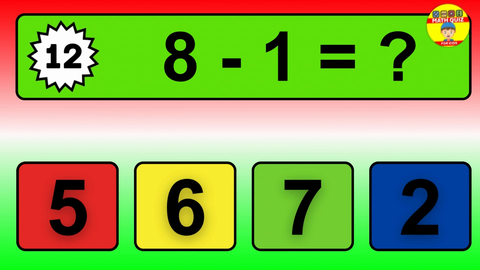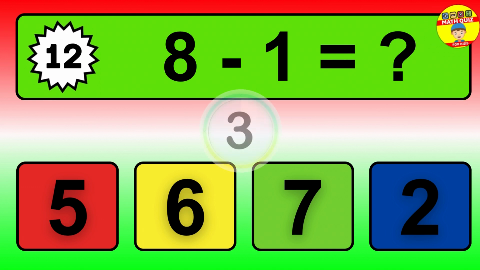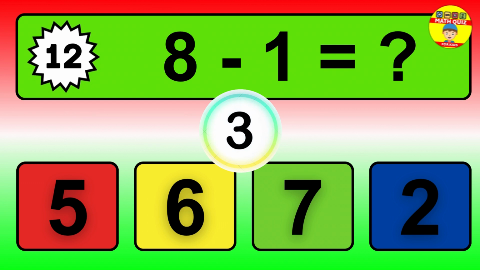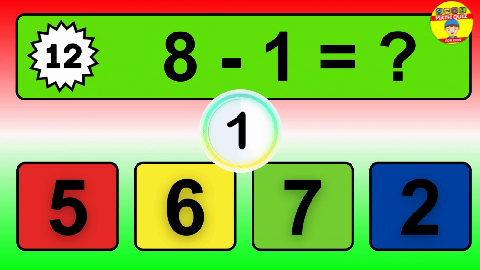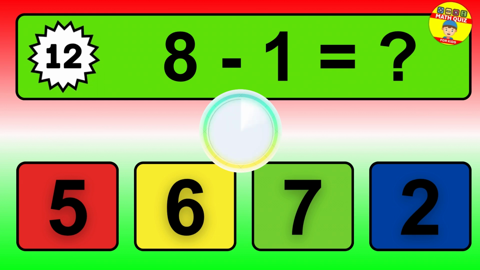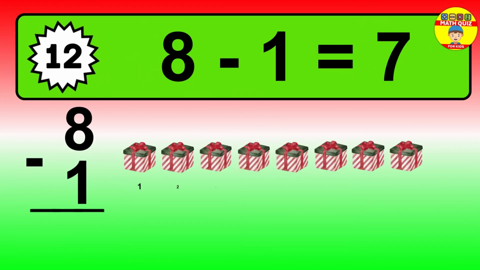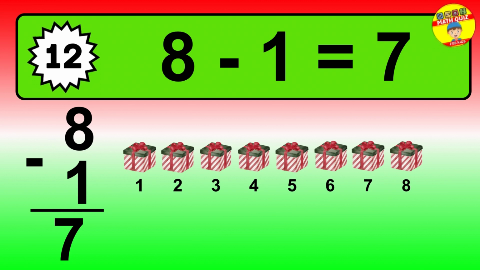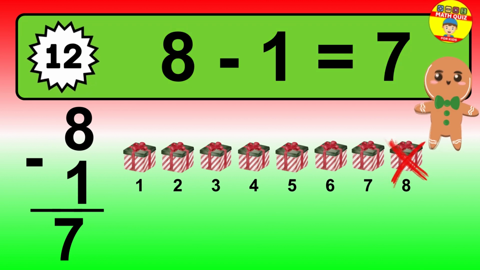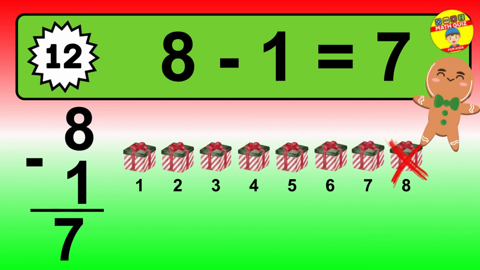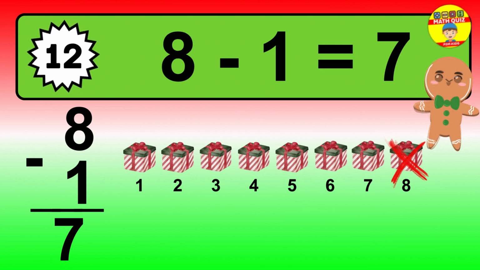Question 12. 8 minus 1 equals what? So the answer is 8 minus 1 is 7. Let's count it. 1, 2, 3, 4, 5, 6, 7.